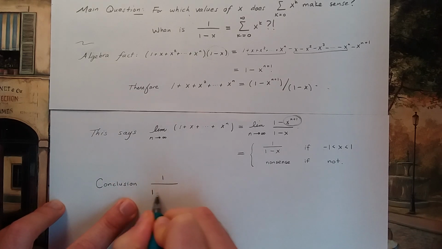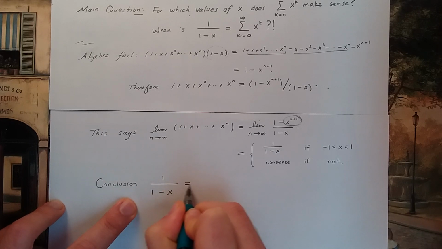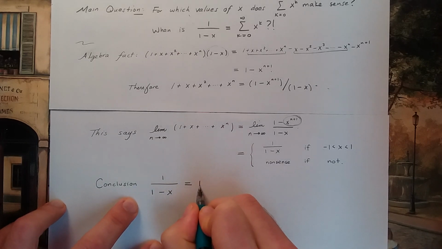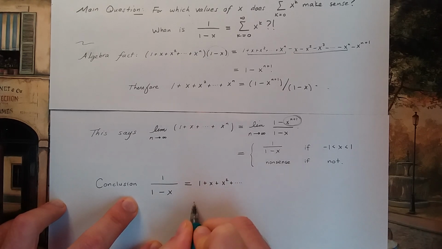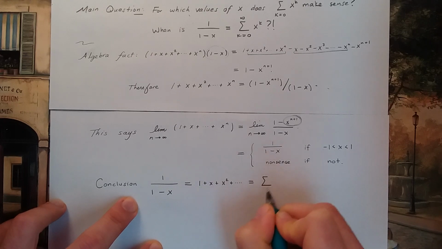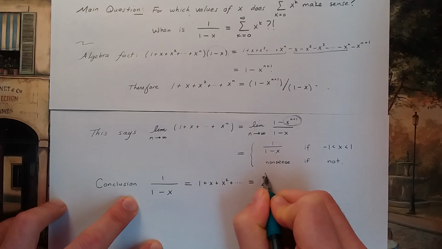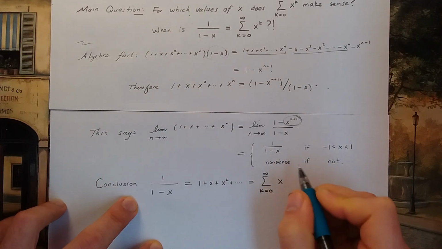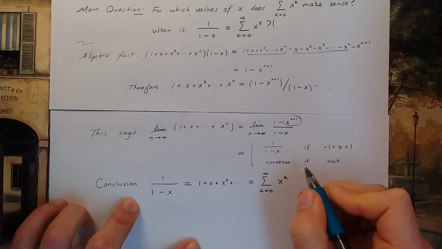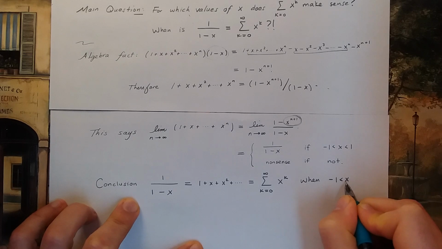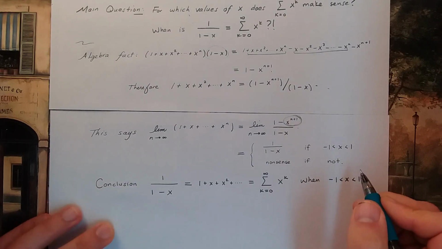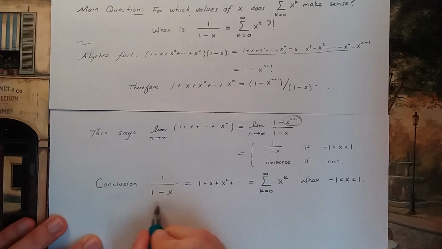1 over 1 minus x is equal to the infinite sum 1 plus x plus x squared that goes on forever. If you'd want, you could write it as the sum k going from 0 to infinity of x to the k power. This is true when x is in between negative 1 and 1. This result's actually kind of important. The name for this series, the name for this result is a geometric series.